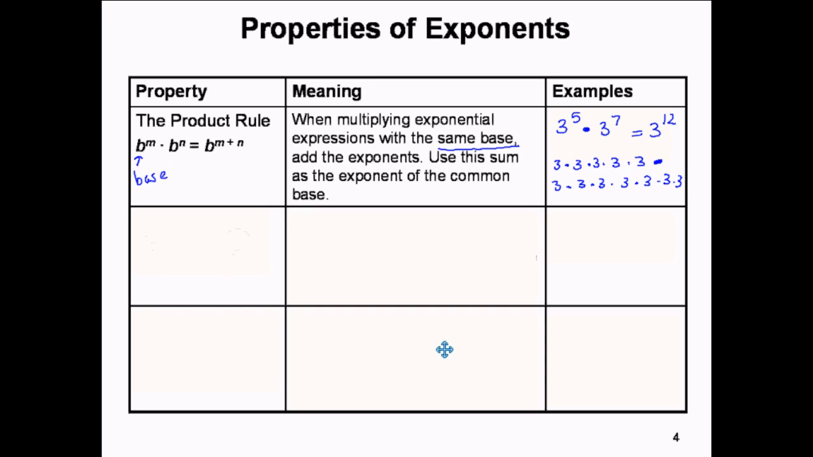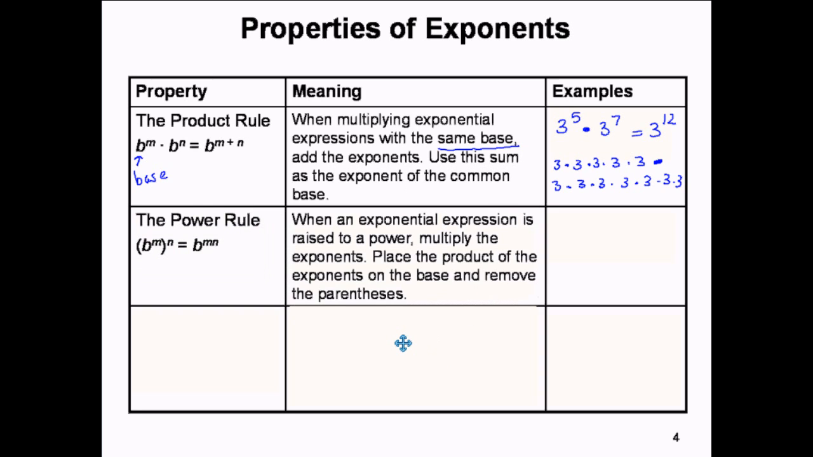We have a quotient rule. Okay, or sorry, power rule. Getting ahead of myself. And the power rule says that if you have an exponent and then you raise it to another exponent, you multiply the exponents together. So if I have 3 to the 5th raised to the power of 7, that's going to be 3 to the 35th. And the reason that works, I don't have room. I'm going to put it down here.